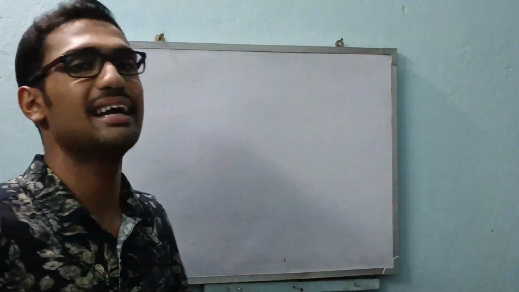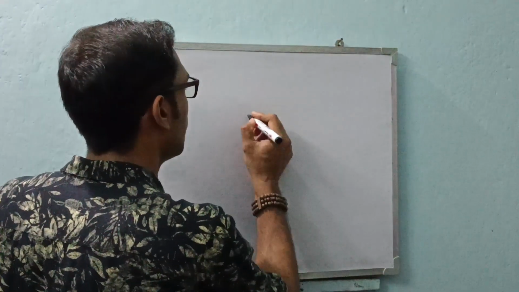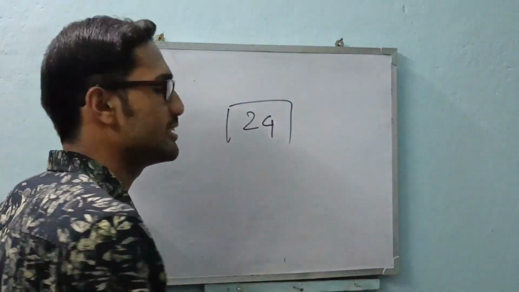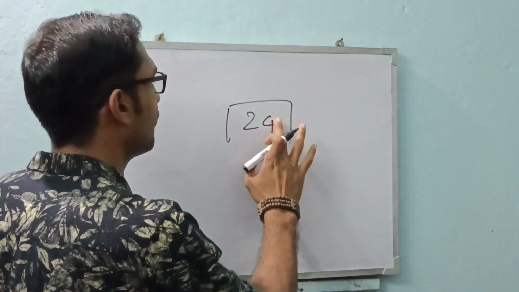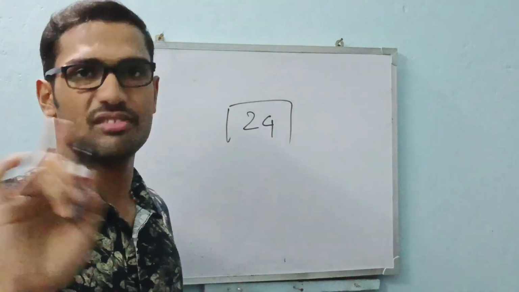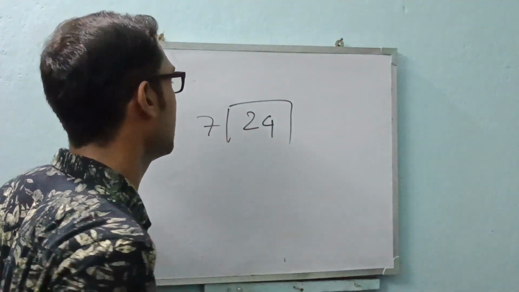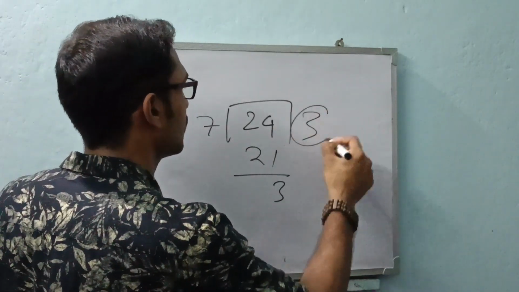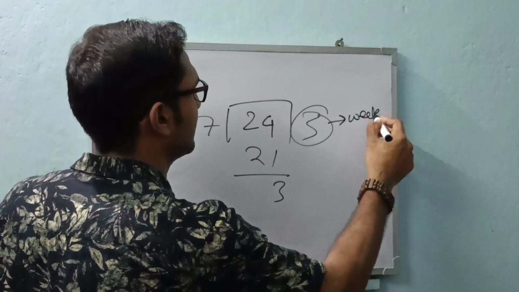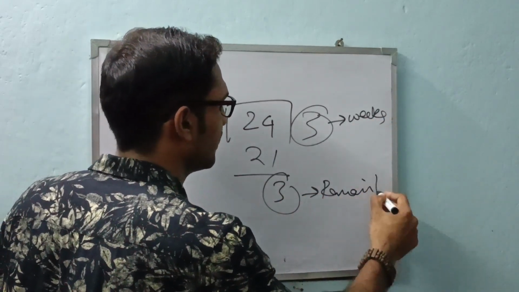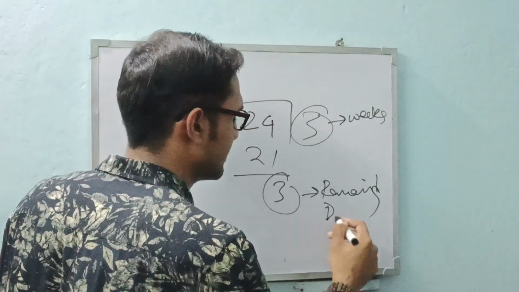Fine. Now we have got the years and the months. Now it's time for the weeks. So what was our last remaining day? It's 24. In order to find the weeks, a week consists of 7 days, so let's divide it by 7. 7 times 3 is 21, and the remainder is 3. So this is the weeks, and this is our remaining days, the final output.